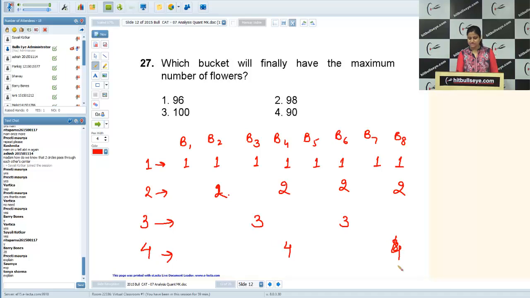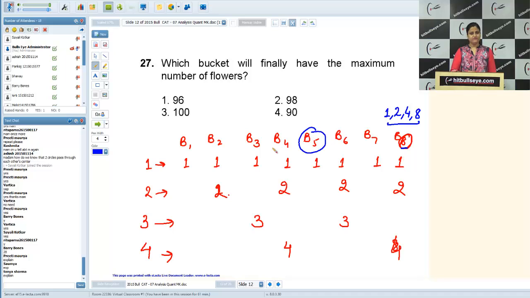So basically, what is the idea here? We take any bucket number, let us say 8. How many students will put flowers in bucket 8? Obviously, they will be 8's factors. We can talk about 1, 2, 4 and 8 as 8's factors. So these many flowers are put in bucket number 8. So it will be 1 plus 2 plus 4 plus 8.